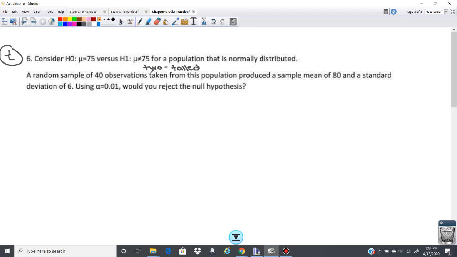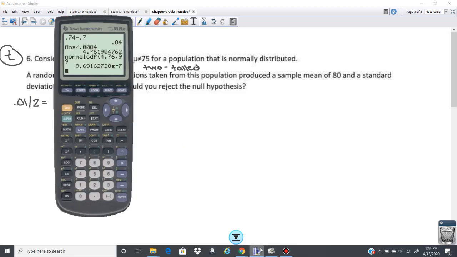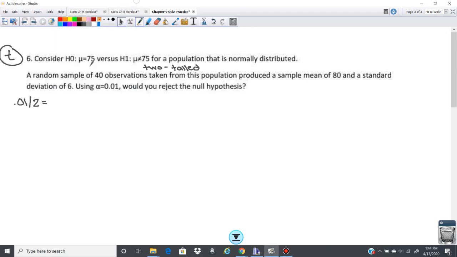So we need to get the T. With a significance level of 0.01, since it's two-tailed, I need to do 0.01 divided by 2 to get that alpha. So 0.01 divided by 2, I get 0.005. I need my degrees of freedom for my T, so that's going to be n minus 1. My n is 40, so 40 minus 1 is 39.